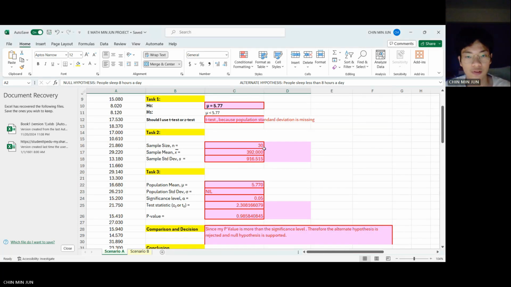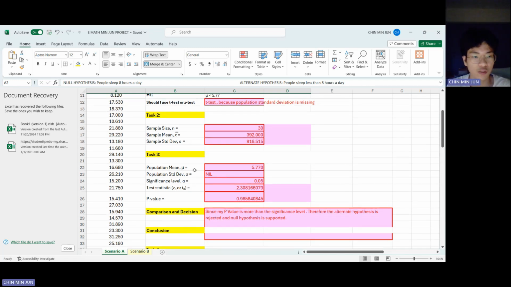It's over here. And the sample mean uses the total hours of sleep divided by 30 people to get the sample mean. And the sample deviation is how wide the spread of values from the data collected is, which for my case is 916.